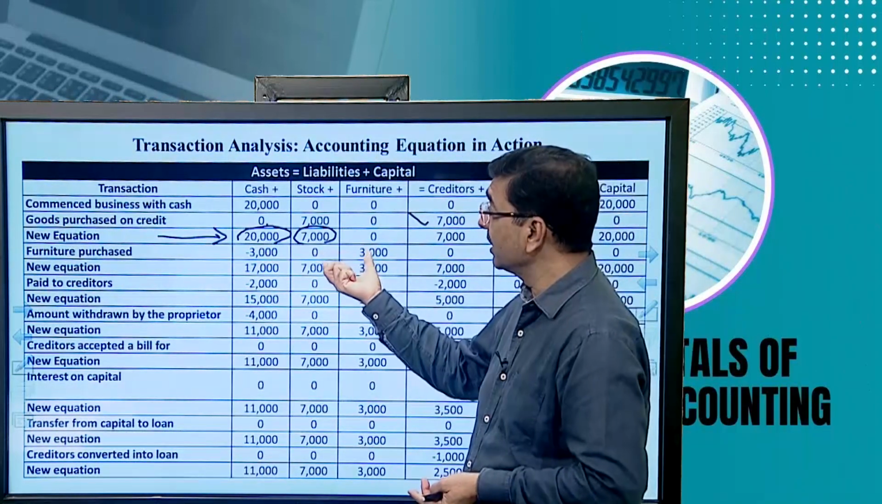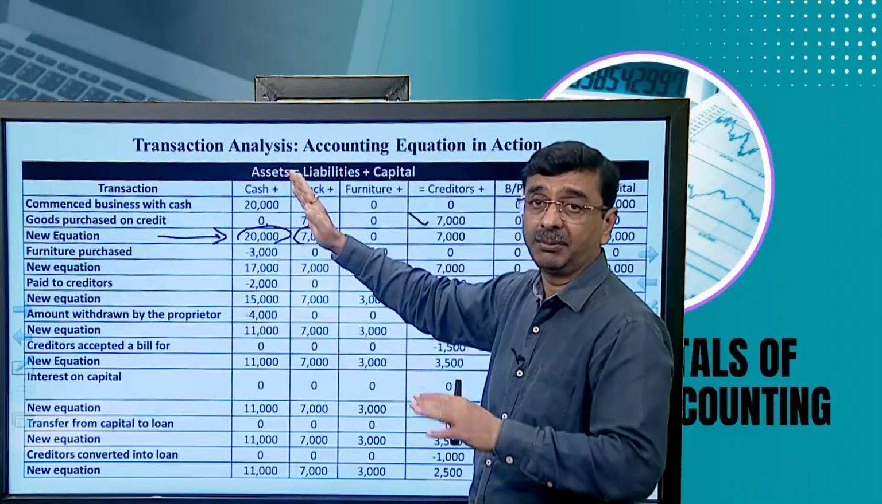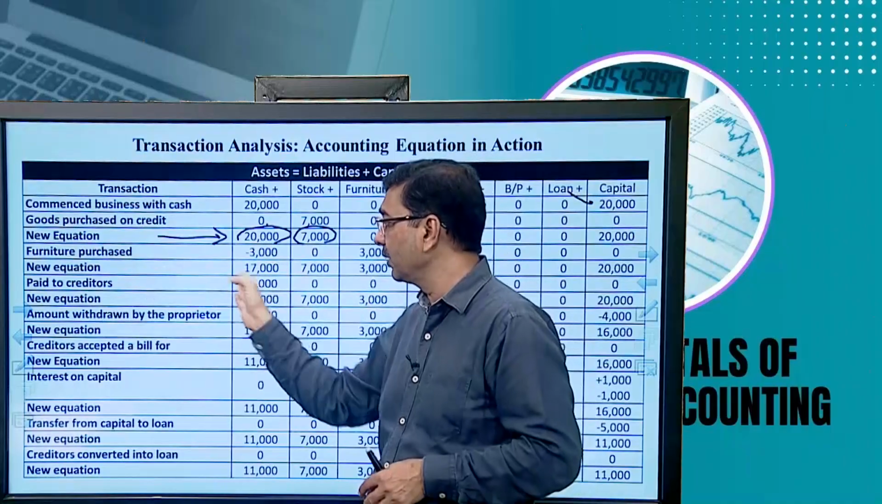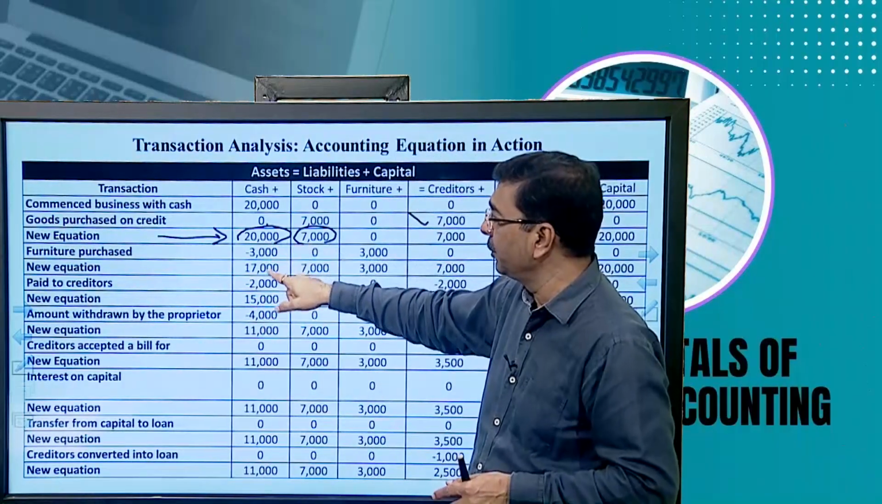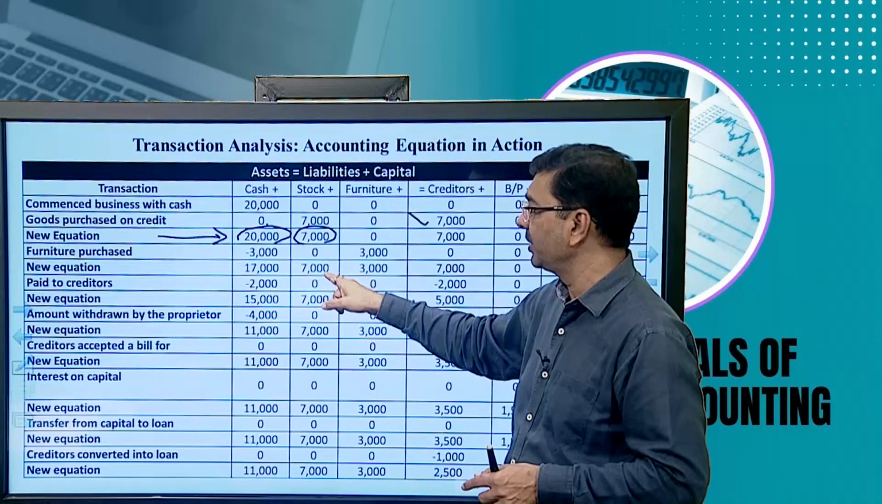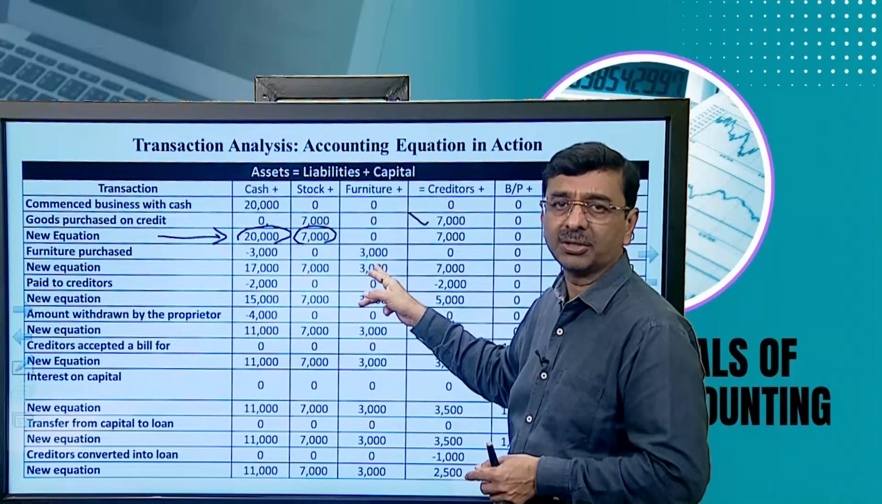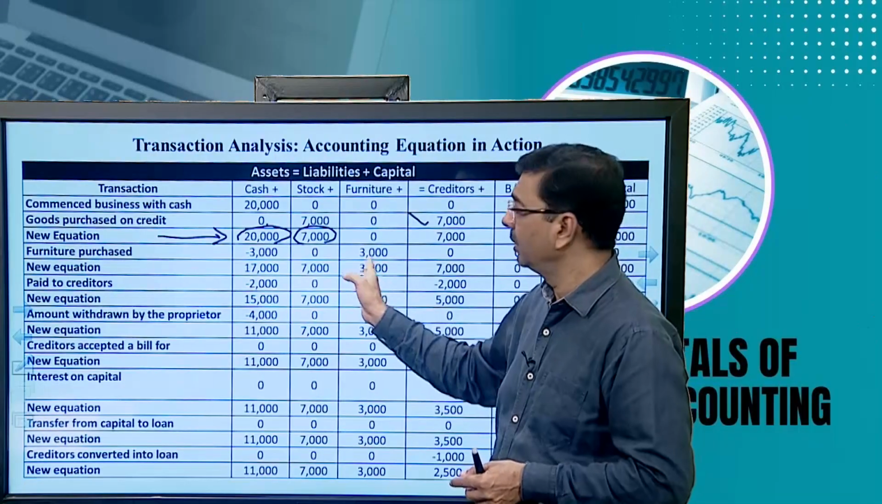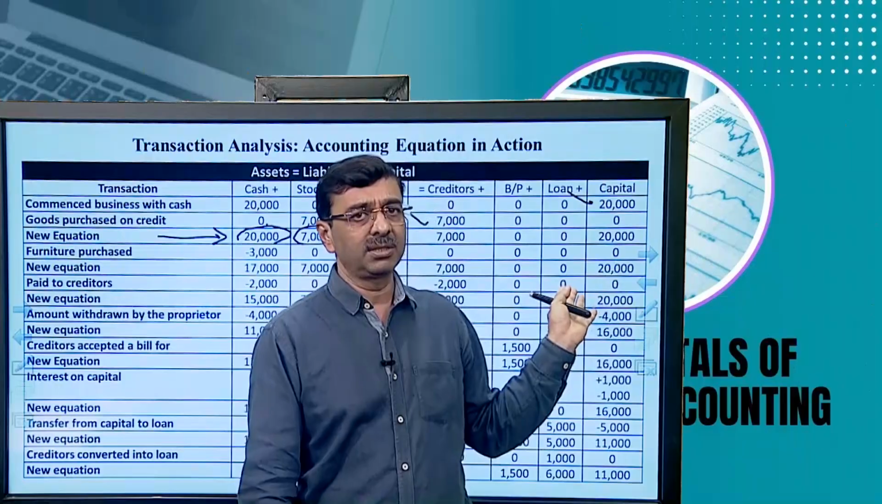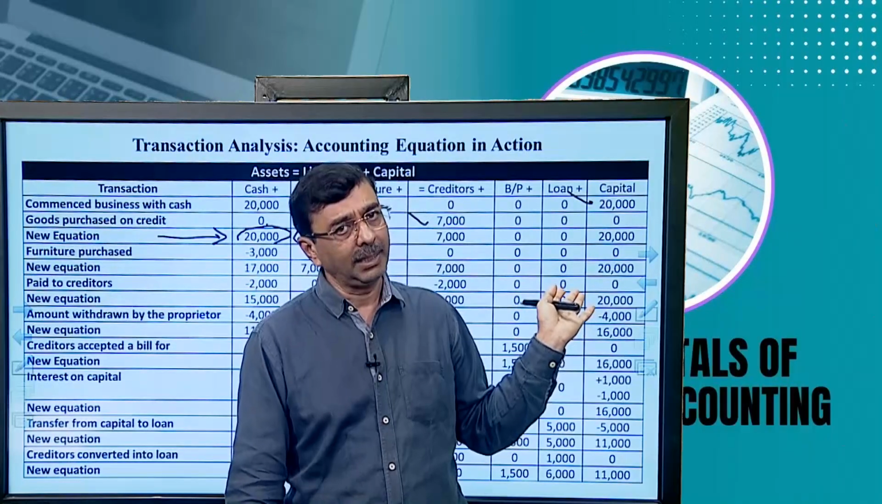So this transaction affects only the asset side. There will be no change on the capital and liability side. After this transaction the equation is: cash balance reduces by 3,000, it's 17,000. Stock remains the same, 7,000, no change. And a new item comes into the picture, furniture, 3,000 rupees. The total is 27,000. There are no changes on the capital and liability side.